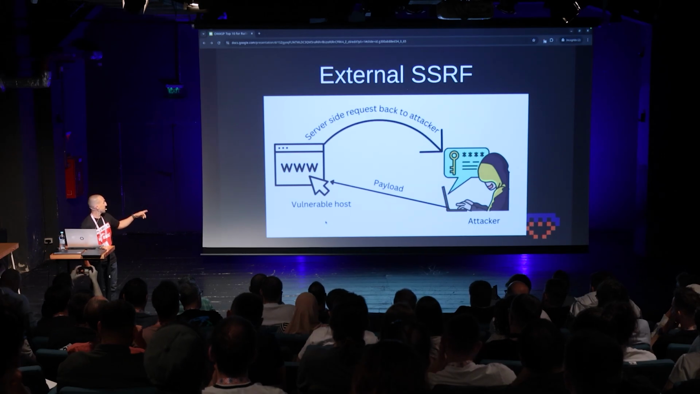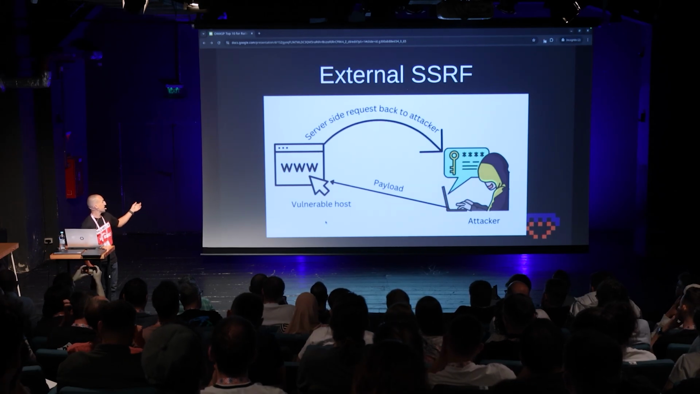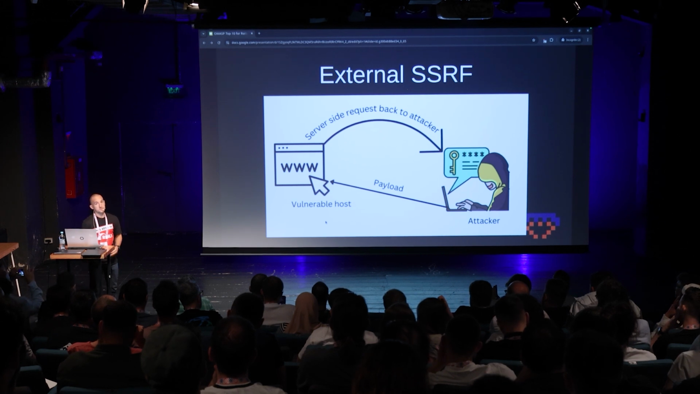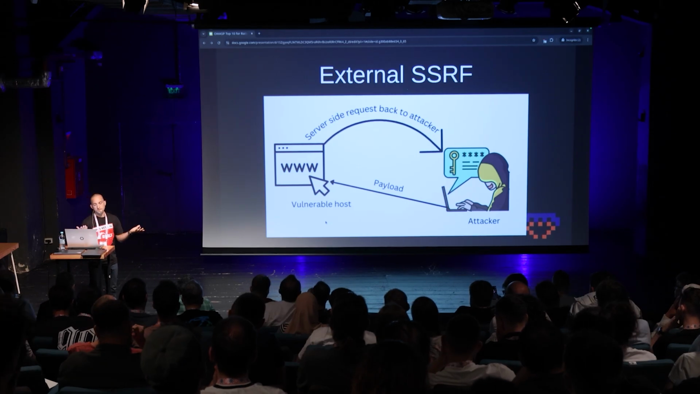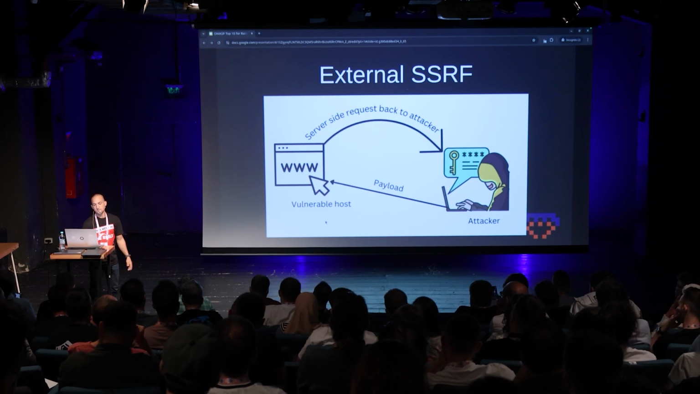An attacker sends a payload to a vulnerable host, and the server-side request goes back to the attacker. This can be used to leak IP addresses. For instance, if you put your site behind Cloudflare, you want to hide your IP, but if you have a server-side request forgery like this, attackers can find your IP address and DDoS your site or do other malicious things.